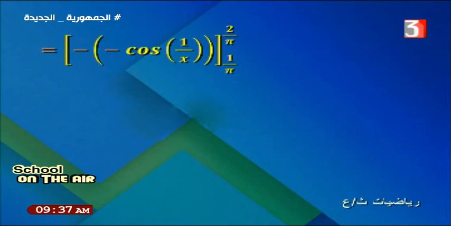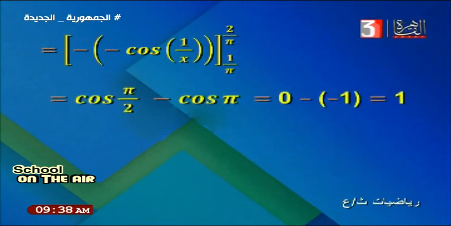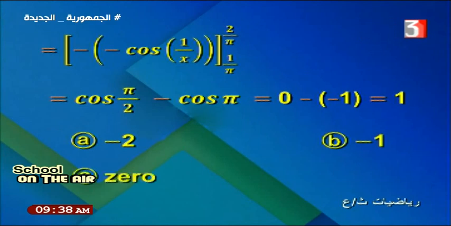Then negative cosine 1 over x from 1 over pi to 2 over pi equals cosine pi over 2 minus cosine pi. We know that cosine pi over 2 equals cosine 90, which equals 0, minus cosine pi, which equals cosine 180, equals negative 1. 0 minus negative 1 equals positive 1. Then the definite integral of sine 1 over x power 2 dx from 1 over pi to 2 over pi equals 1, which is the letter D.